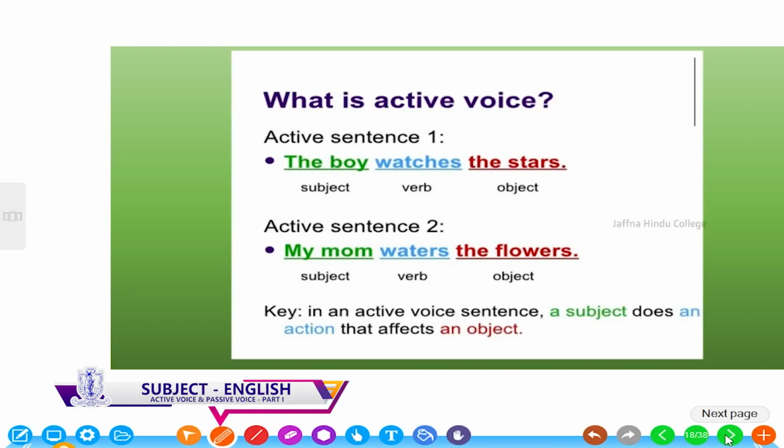The boy watches the stars. Who? The boy. So, it is the subject. What does he do? He watches. It is the verb. What does he watch? It is the object, the stars. So, asking questions to whom or what with the verb gives the object to you.